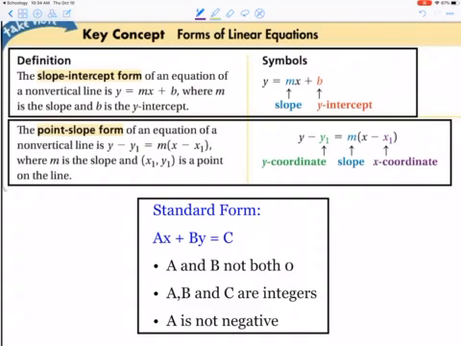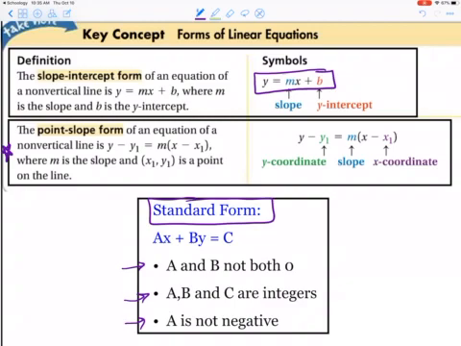Forms of linear equations. We can take an equation and write it in several different forms. Slope-intercept form is y equals mx plus b, where m is your slope and b is your y-intercept. Standard form is another form that we probably remember from Algebra 1. It is ax plus by equals c. A and b cannot both be 0. A, b, and c need to be integers, and a cannot be negative.